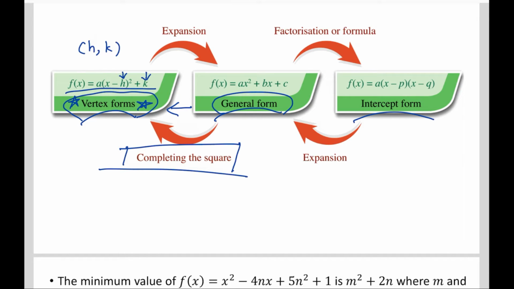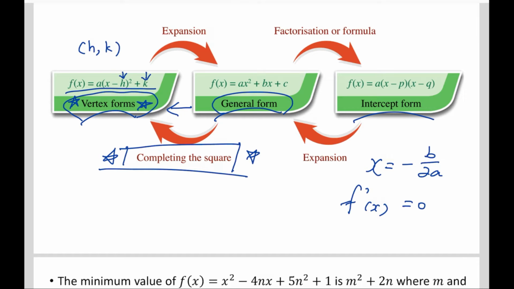However, this is not the only way to find the turning point. You can use other methods as well. For instance, you can utilize the equation of the axis of symmetry, x equals negative b over 2a, or we can use the concept of differentiation, f prime x equal to 0. However, we'll talk about completing the square in this lesson, so we emphasize this one.